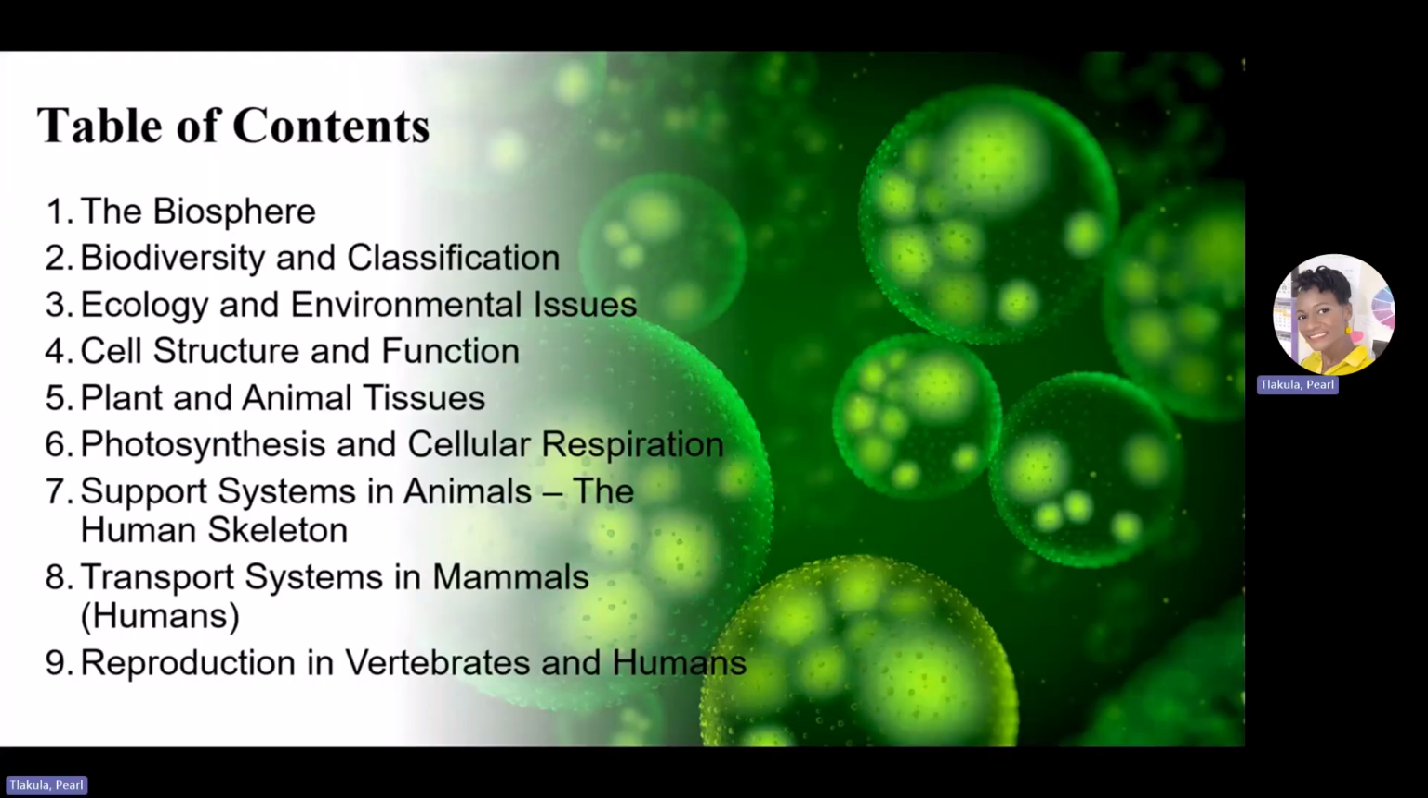So we are going to revise the biosphere, biodiversity and classification, ecology and environmental issues, cell structure and function, plant and animal tissues, photosynthesis and cellular respiration, support systems in animals, specifically the human skeleton, transport systems in mammals, specifically in humans, and reproduction in vertebrates and in humans. So let's start.